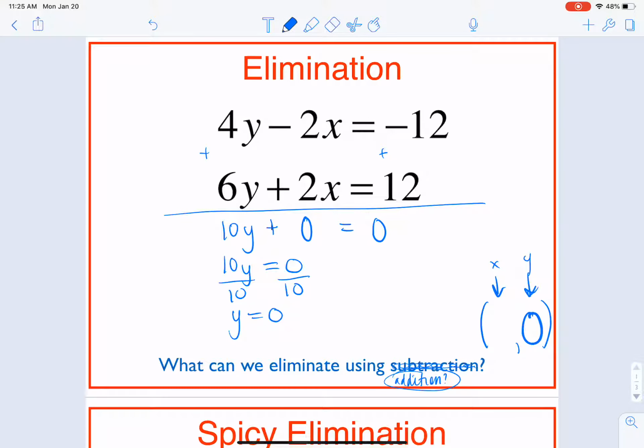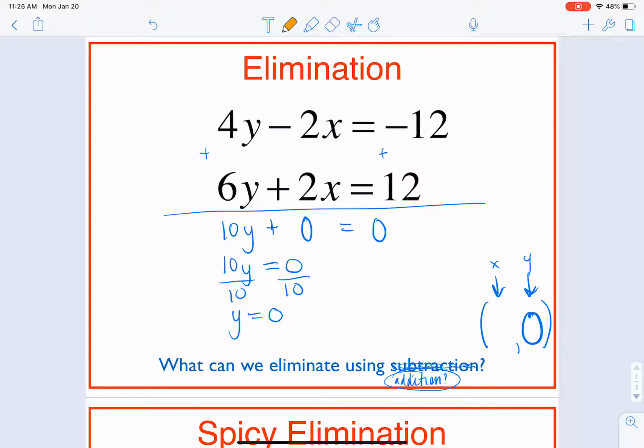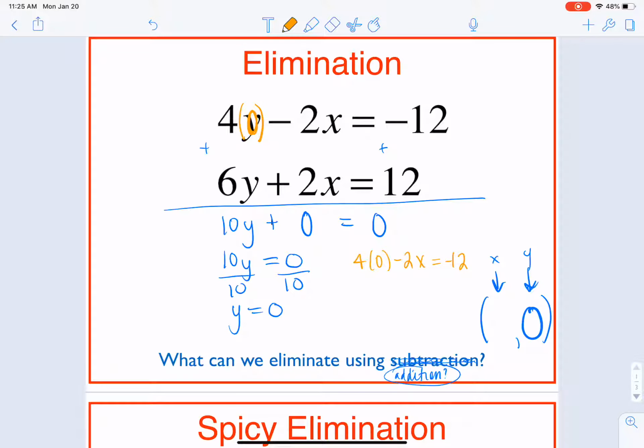Now that I know a y value, I can take my y and I can come back here and I can plug it in. So instead of writing y, I'm going to write 0. So 4 times 0 minus 2x is equal to negative 12. So negative 2x is equal to negative 12. Divide both sides by negative 2. I end up getting that x is equal to 6. So 6, 0 is my elimination piece.